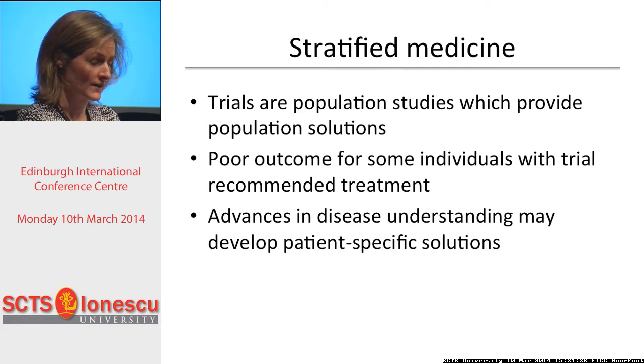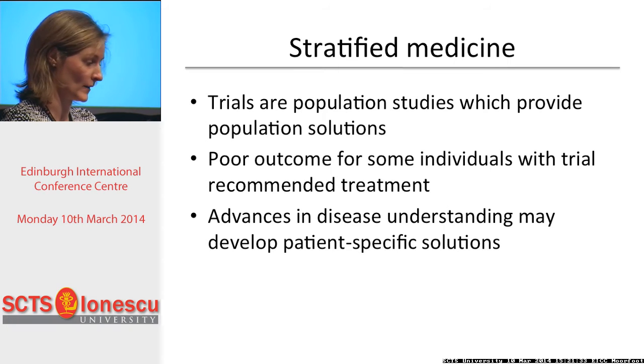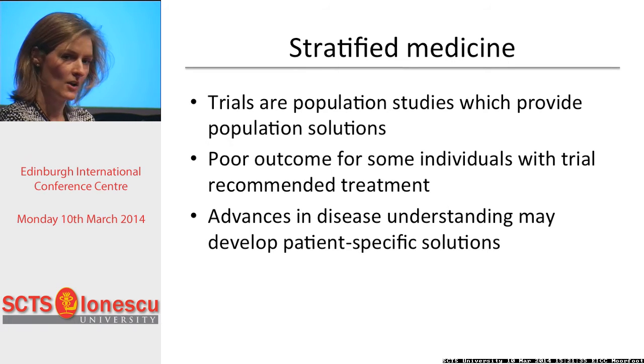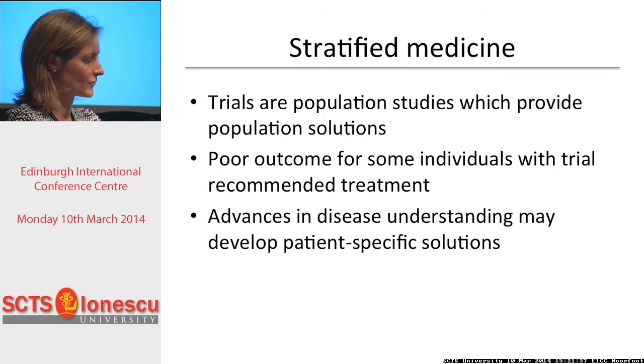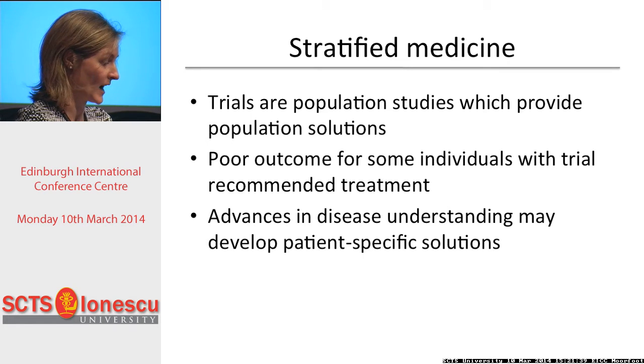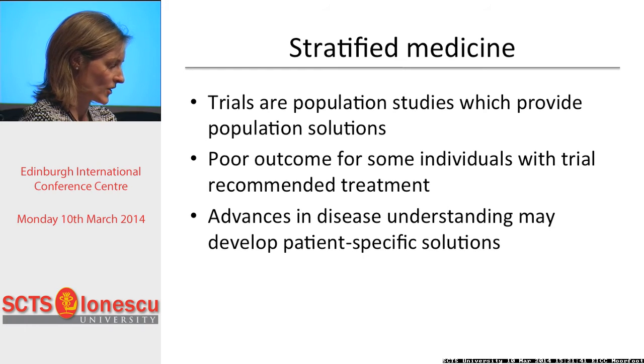And if you look more closely at the data, there are some individuals within the trial which have poor outcomes despite following the trial recommended treatment. For example, in some of the patients who undergo stent graft treatment, they have rupture in the thoracic aorta at the level of the stent graft. And so there is some increasing interest in advancing our understanding of this disease to try to develop patient-specific solutions.